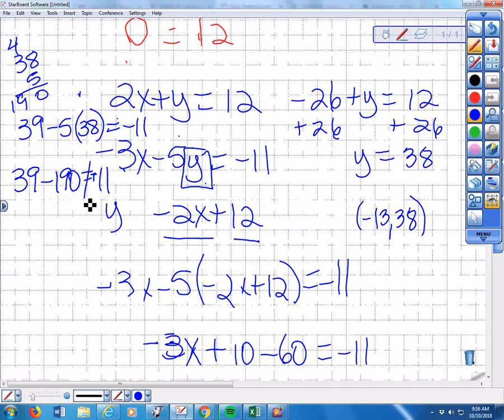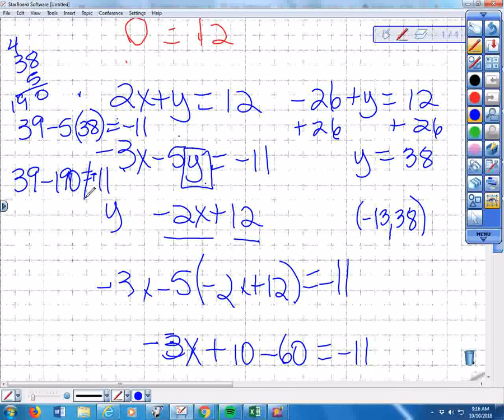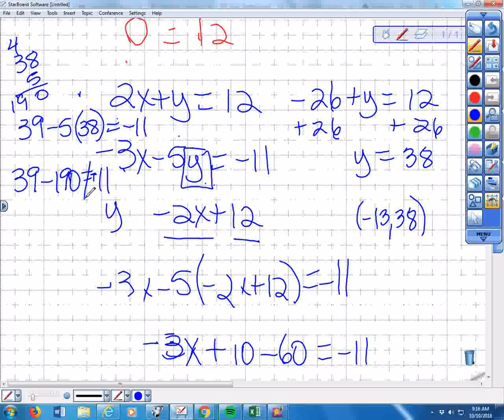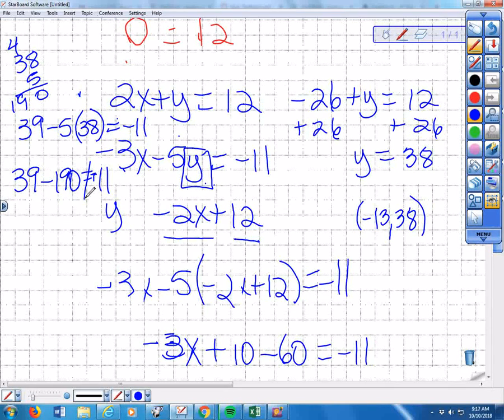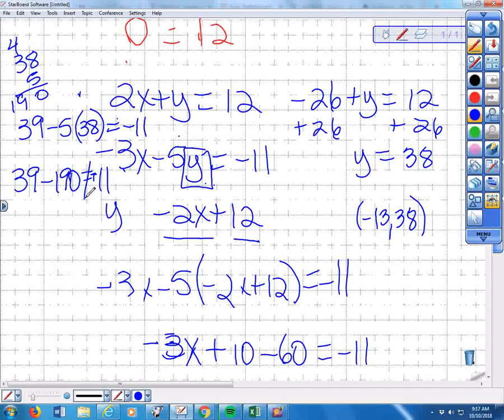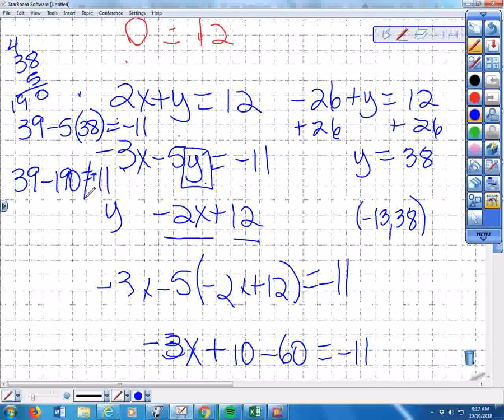negative 11. So at this point, this is why it's important to check. You need to go back and figure out where you messed up, okay? Because it happens even to your teacher, which is okay. But that's why it's important to check, because you get the answer, negative 13, 38. If you don't check it, you're going to miss the whole problem, because you did something wrong and you don't know it.